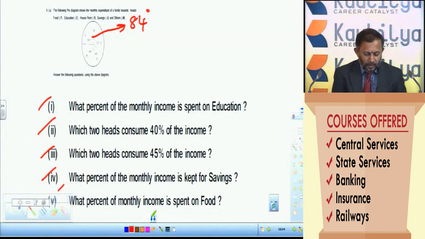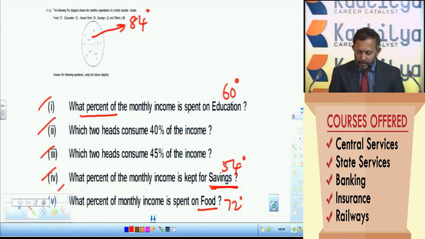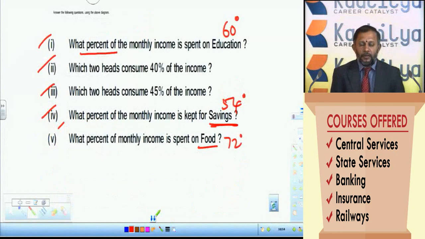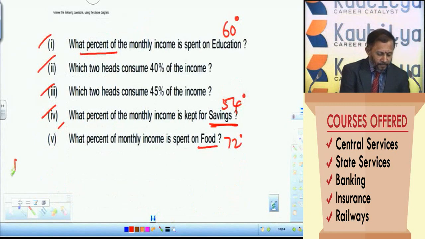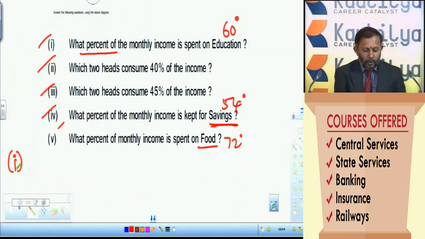The first one is what percent, not what part, what percent of monthly income is spent on education. So the education part, that is 60 degrees. Next, savings, 54 degrees. Food items, that is 72 degrees. So all the data that is available is in terms of degrees, but you have to calculate in detail. For the first question, what percent of the monthly income is spent on education.